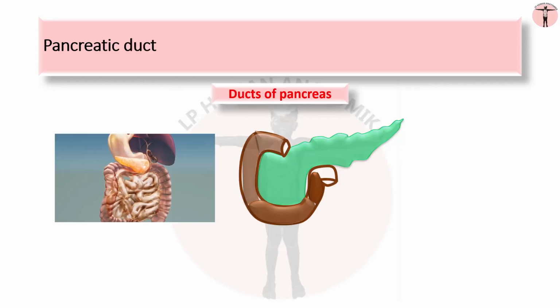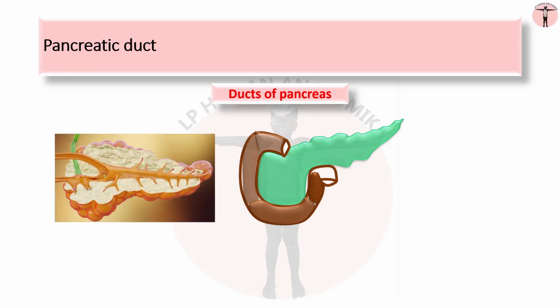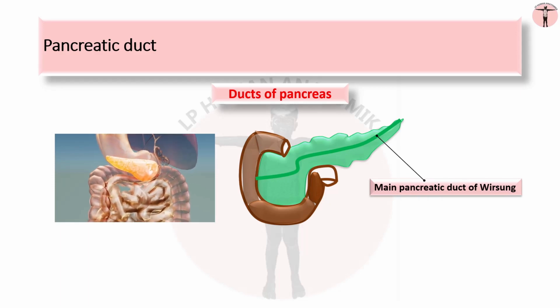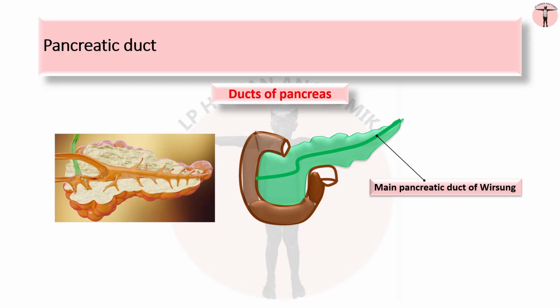Coming to the ducts of the pancreas. Usually there are two ducts, main and accessory pancreatic ducts, which drain the exocrine secretion into the duodenum. Main pancreatic duct of Wirsung begins in the tail and traverses the whole length of the gland near its posterior surface. At the neck, it turns downward and then to the right to enter into the second part of duodenum.